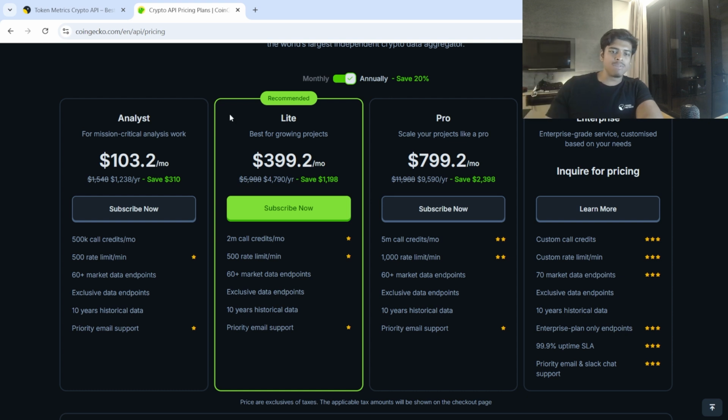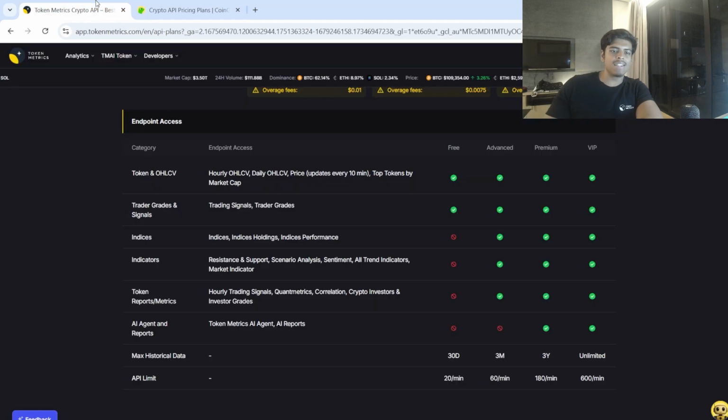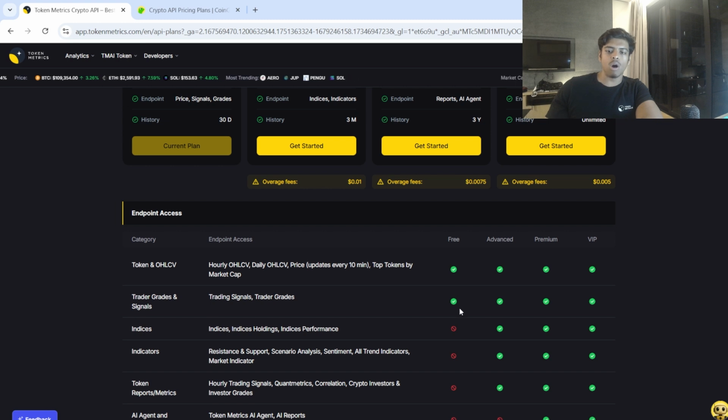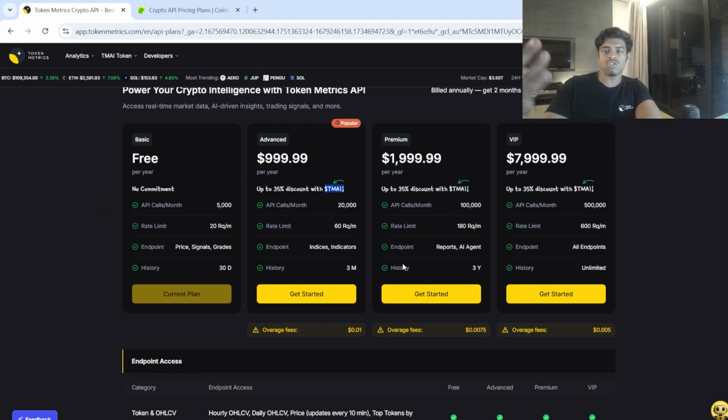However, when it comes to needing more than raw market data, where I believe most projects would need, you don't just want that raw market data, you do want those trader grades and signals, the indices, the AI reports, the AI agents, the token reports. Ultimately, depending on what you're building, you're going to need a lot more than just that raw market data, and that's where the Token Metrics crypto API comes in, as you get access to a whole lot more than that. And it comes across cheaper as well. So ultimately, depending on what you're building, you have your own winner.